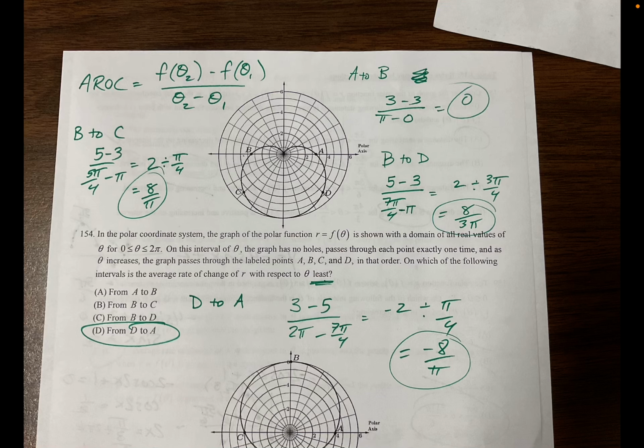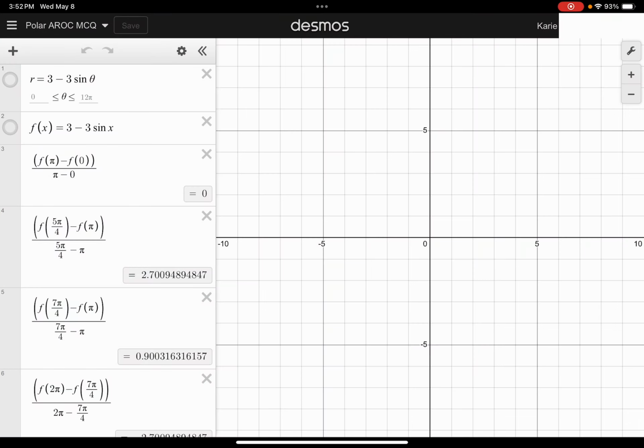I wanted to revisit that problem that I struggled through so much in the last video. So I took a picture of it, and then I went to Desmos and did a few things so I could think through it. I thought that from D to A was the smallest average rate of change. And so then when I came to Desmos, I typed these in. They didn't give me the equation, but I think that sure looks like the equation that we're looking at.